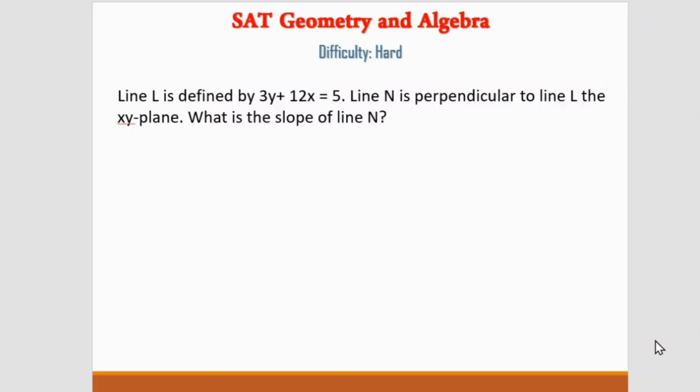So today we are going to discuss SAT algebra, specifically. And as you can see, this is a difficult, hard-level question. So let's not talk too much and get to our main topic.